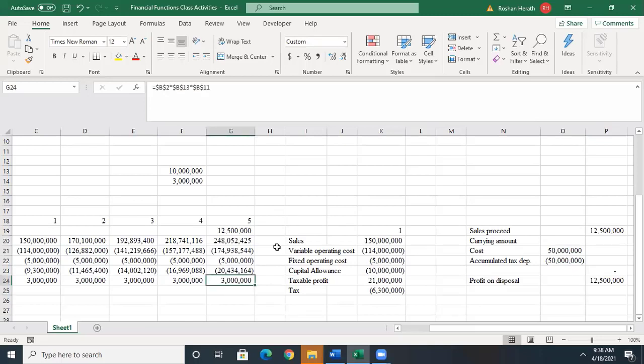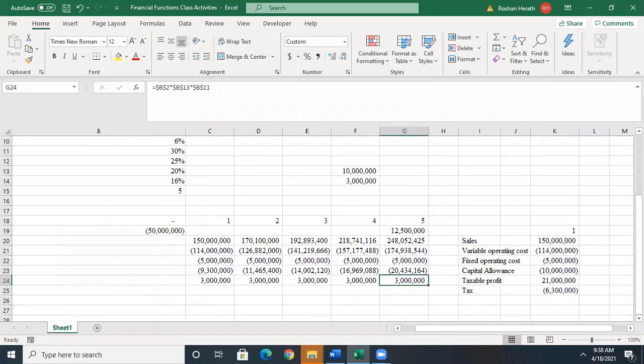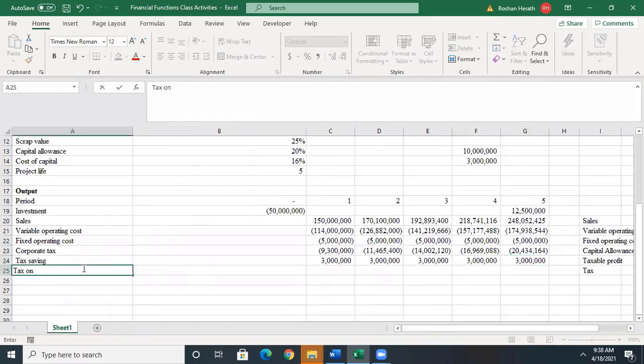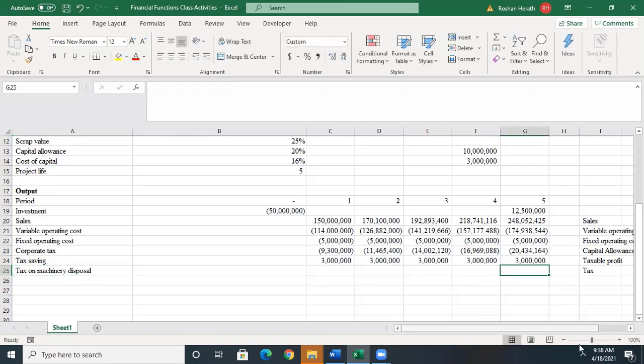එතකොට නම් මේ අවසාන අවුරුද්දේ අපිට ඒක වෙනම ගන්නත් පුළුවන්. නැත්නම් මේ tax saving එකට adjust කරන්නත් පුළුවන්. නමුත් මම එක වෙනම ගන්නම්. ඒක අපිට පහසුයි. tax on machinery disposal. Right? ඒතකොට අපි දැක්කා working එකට අනුව වෙලා තිබුණා profit එක 12.5.